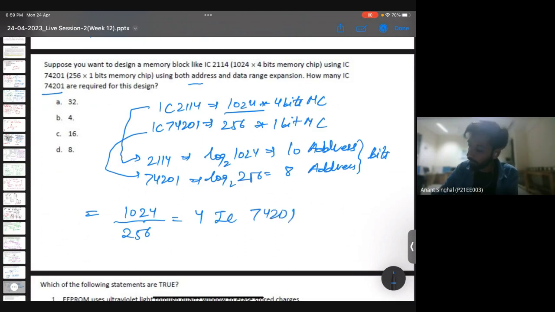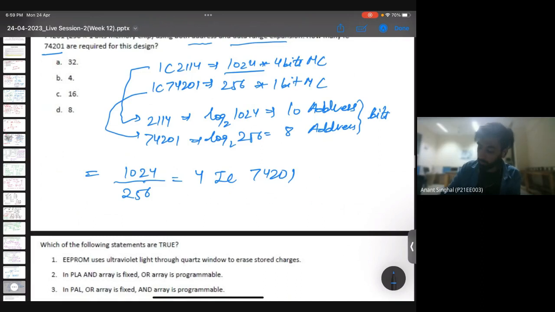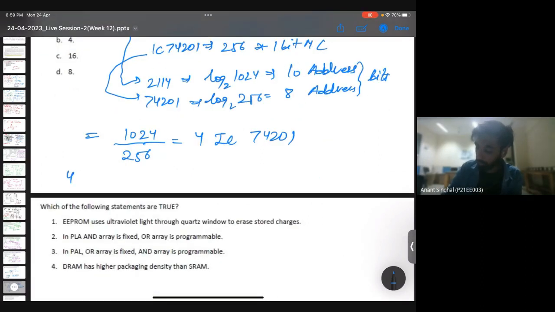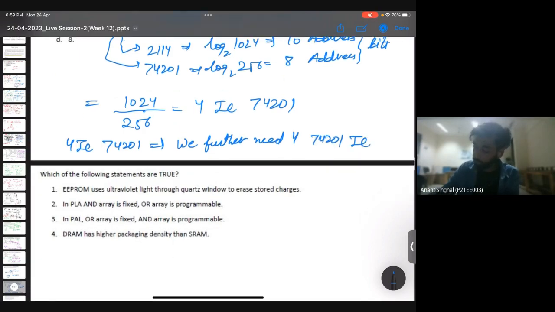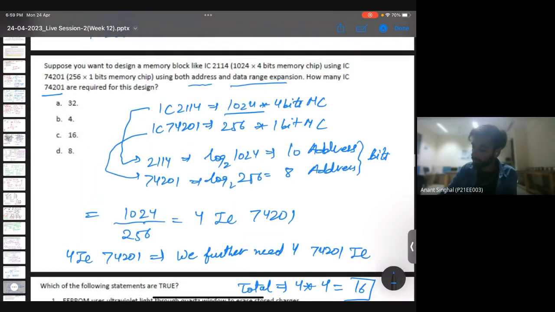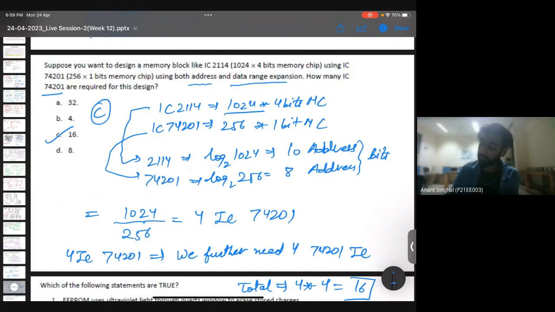Now it says for both address and data range expansion. So for every expansion that we have done for the 4 ICs of 74201, there will be a data range expansion also. So for every IC, we further need 4 more 74201 ICs. So the total IC we can write now directly as 4, and for every IC we require extra 4. So the answer will be 16, which is option C. I hope it is clear.